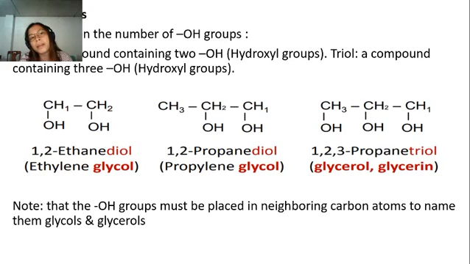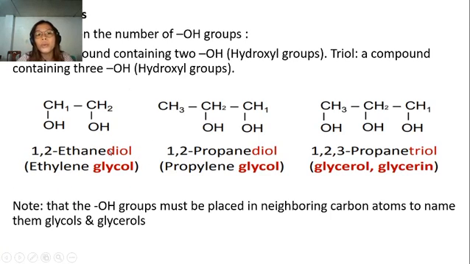So, what do we mean by diols and triols? Depending on the number of OH groups. A diol is a compound containing 2 hydroxyl groups. Meaning, earlier, our methanol and propanol had only one hydroxyl group attached. But if 2 hydroxyl groups are attached to our compound, it can be named a diol, or if three, we have the triol. For example, we have 1,2-ethane diol, or commonly known as ethylene glycol.